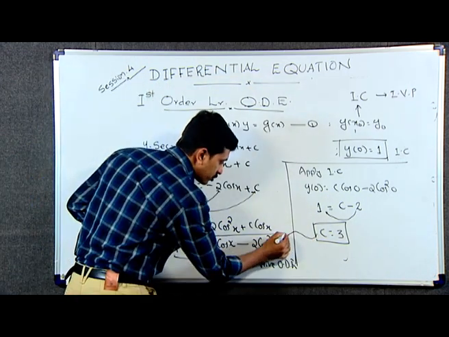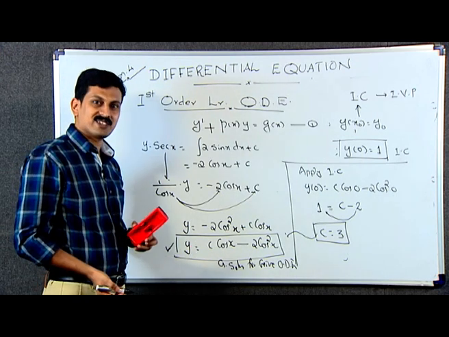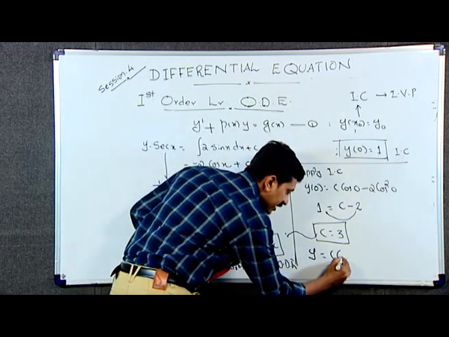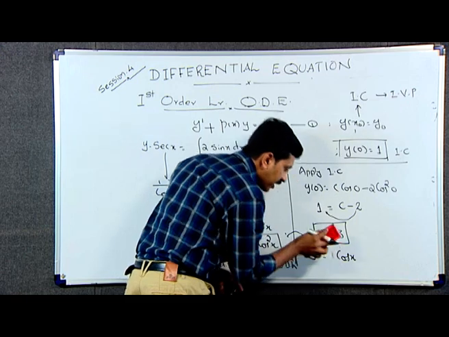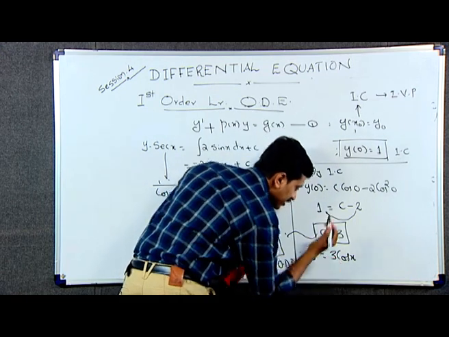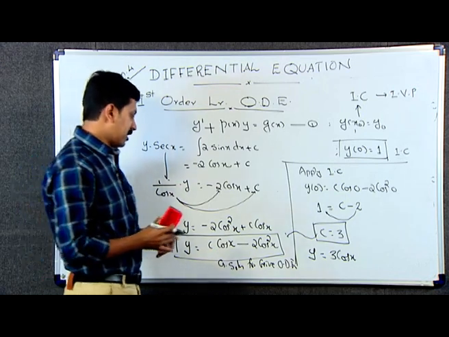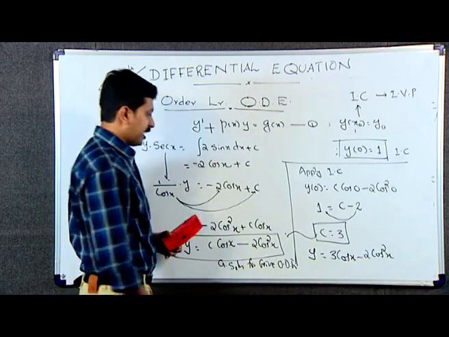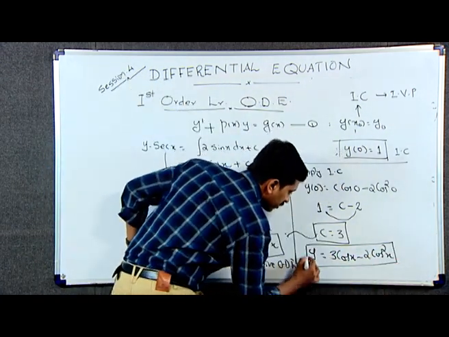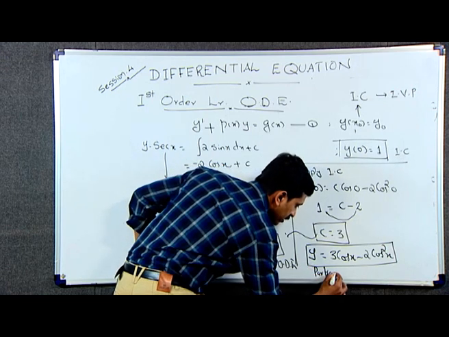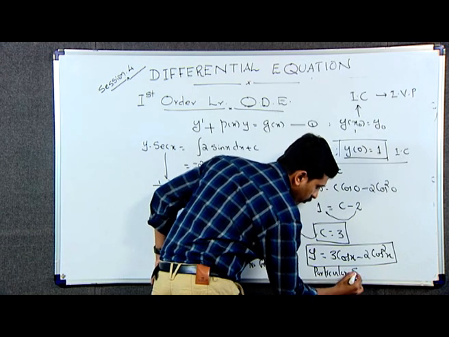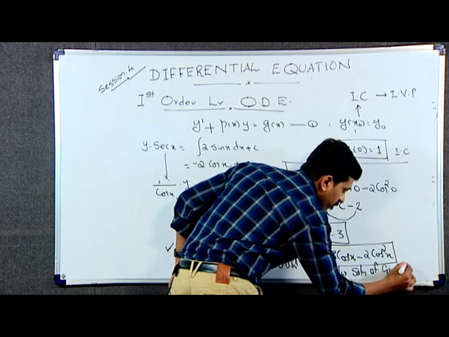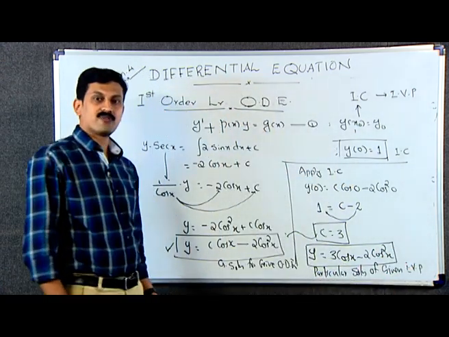Apply the value of c in this general solution. So y is equal to c cos x. Instead of c, we can replace the value with 3, so 3 cos x minus 2 cos square x, and this is what is called the particular solution of the given initial value problem. This is the particular solution of the given initial value problem.